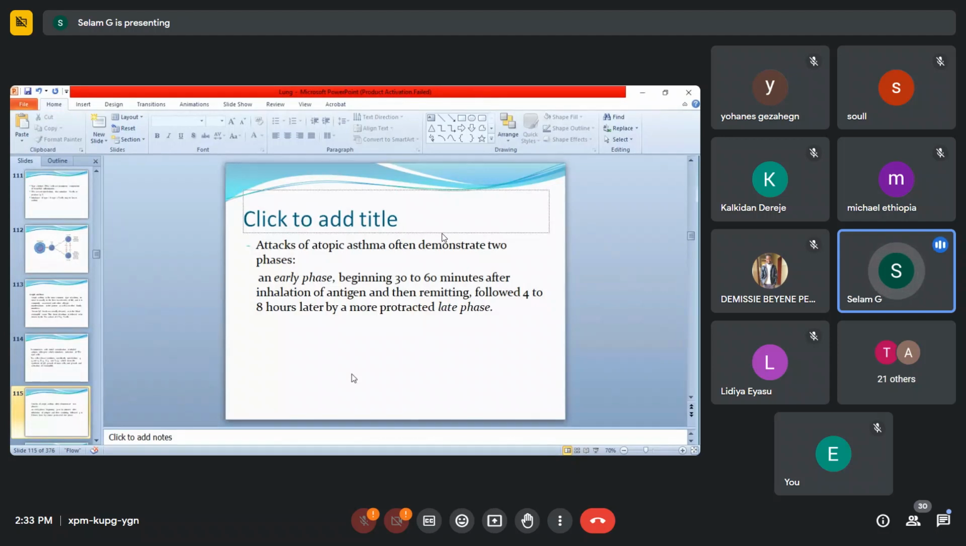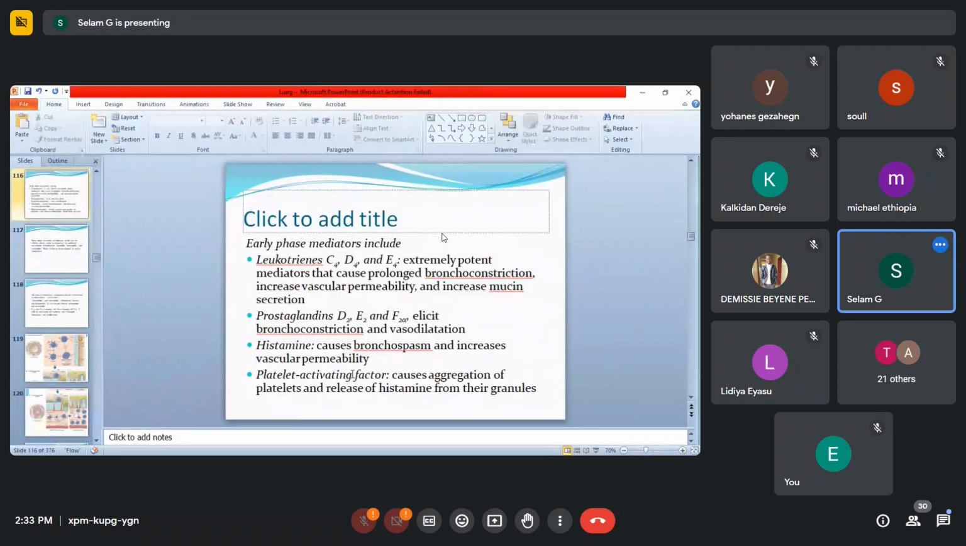So attacks of atopic asthma often demonstrate two phases: an early phase beginning 30 to 60 minutes after inhalation of antigen and then remitting, followed 4 to 8 hours later by a more protracted late phase. Early phase mediators include leukotrienes, extremely potent mediators that cause prolonged bronchoconstriction, increase vascular permeability, and increase mucin secretion. Prostaglandins elicit bronchoconstriction and vasodilatation. Histamine causes bronchospasm and increased vascular permeability, and platelet activating factor causes aggregation of platelets and a release of histamine from their granules.